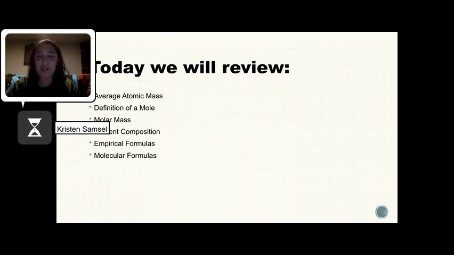All right, so today we're going to be reviewing average atomic mass, definition of a mole, molar mass, percent composition, empirical formulas, and molecular formulas. These concepts are going to look familiar to you as you went over them in honors chemistry, but they're also concepts you're going to be seeing on the AP exam, so we'll be reviewing them today.